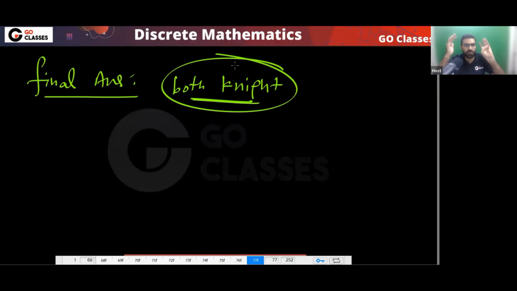Did you understand this knight knave question? Let me know one by one. This knight knave puzzle type of questions, can you solve? Very simple. You just need to create 2 cases. Case 1, case 2. You only need to create cases. So many other questions we have done. I think this session was good, these questions were good. I hope you find the same.